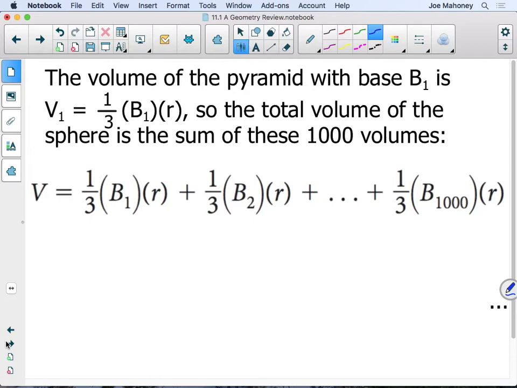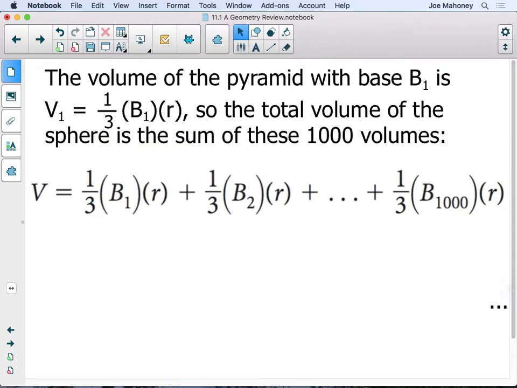Remember that we found the volume of a pyramid by doing the area of the base times the height, divided by 3, or multiplied by a third. And remember, the height of each of these pyramids now is the radius of the sphere. So what we can do now is write the volume of the sphere as 1/3 times the area of the base of the first pyramid times the height. So this is volume number 1. Then we're going to add it to volume 2, and so on, up to volume 1000. That's going to be the whole volume of the sphere.